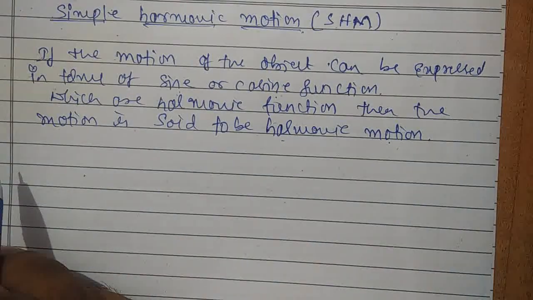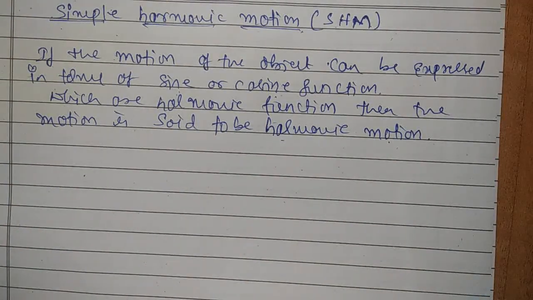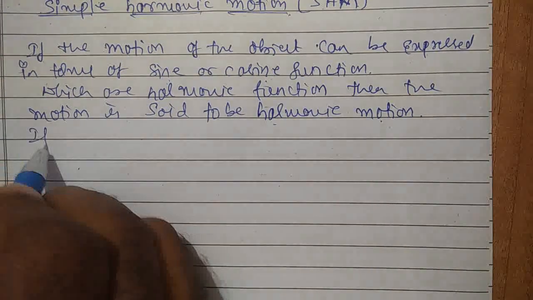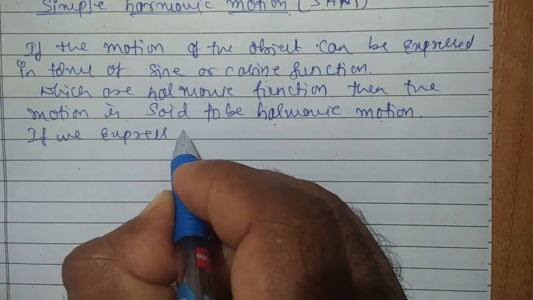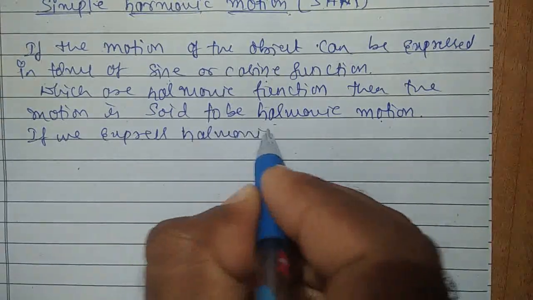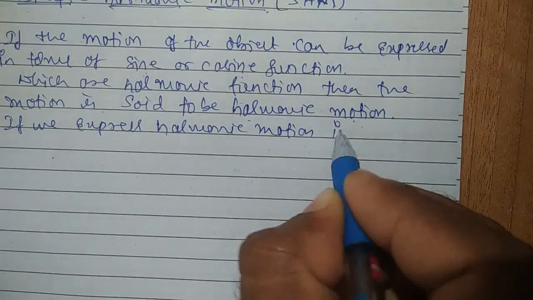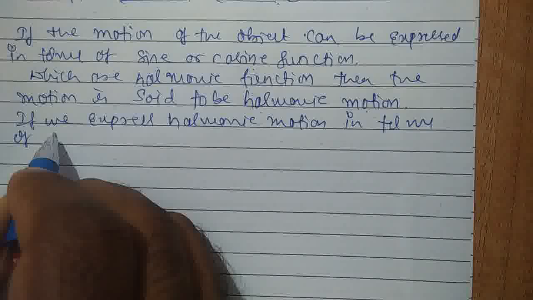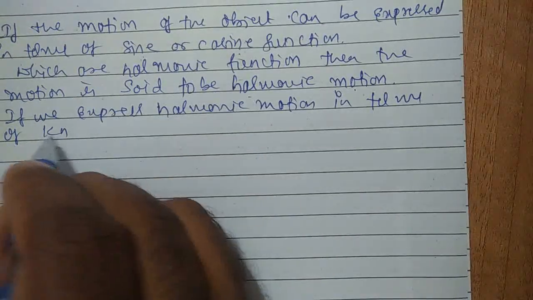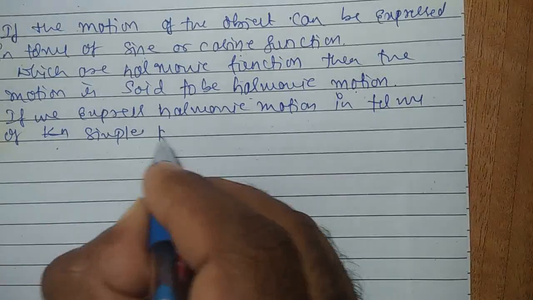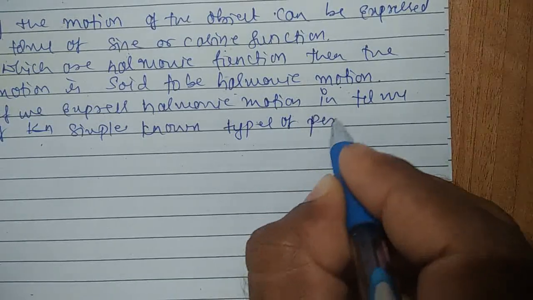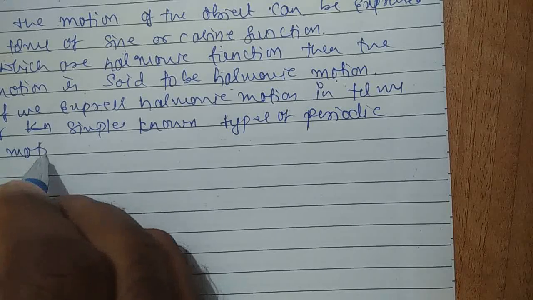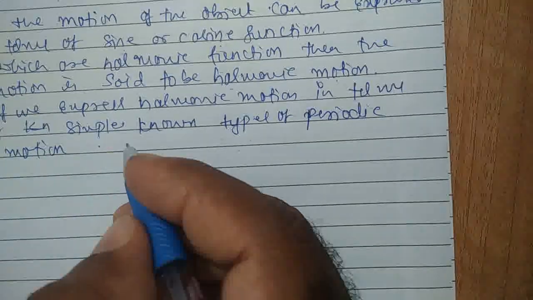Then why did the word simple come into effect? If this harmonic motion can be expressed in terms of the simplest known type of periodic motion, then that is called simple harmonic motion.